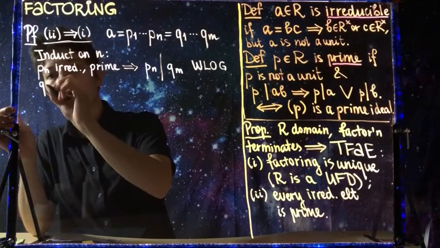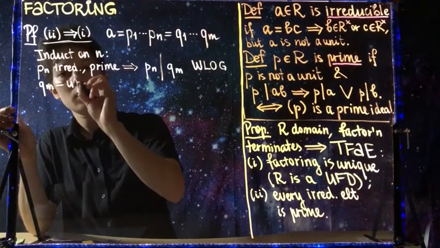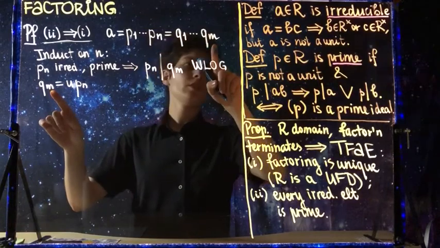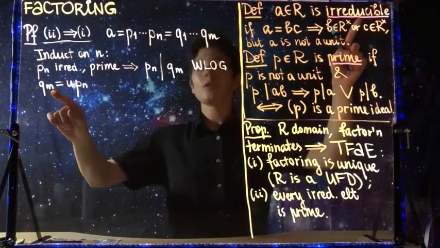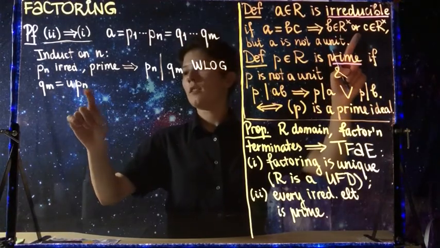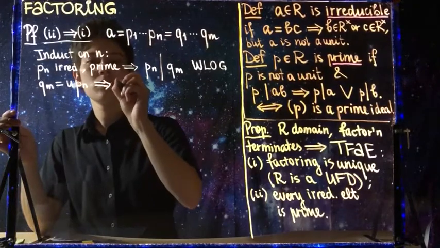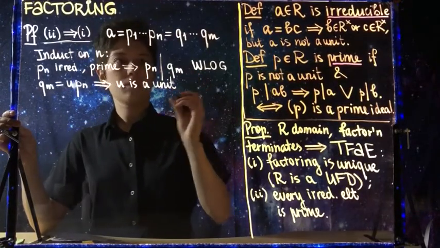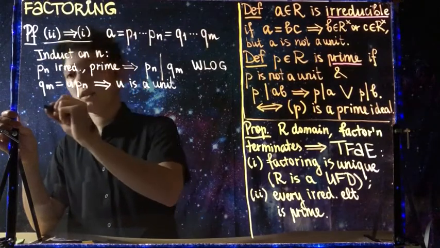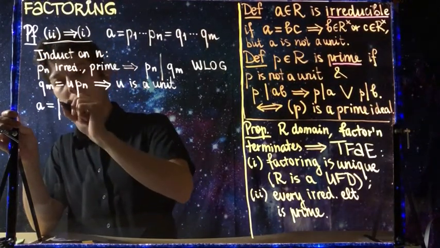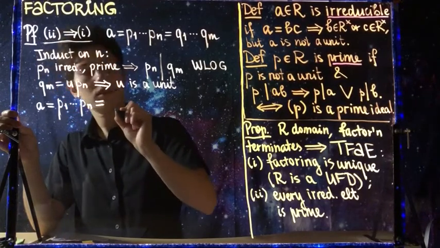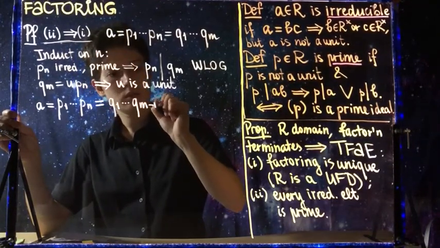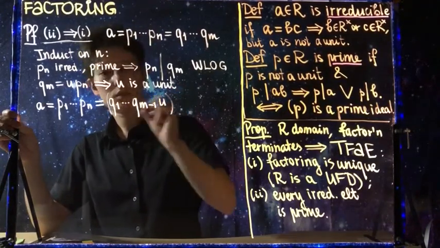It means that Qm is equal to U times Pn, but Qm is also an irreducible factor in a factorization, and since it is irreducible and Pn is not a unit, it means that U must be a unit. And so we get that A is represented in the form P1 through Pn, or also Q1 through Qm minus 1 times U times Pn.